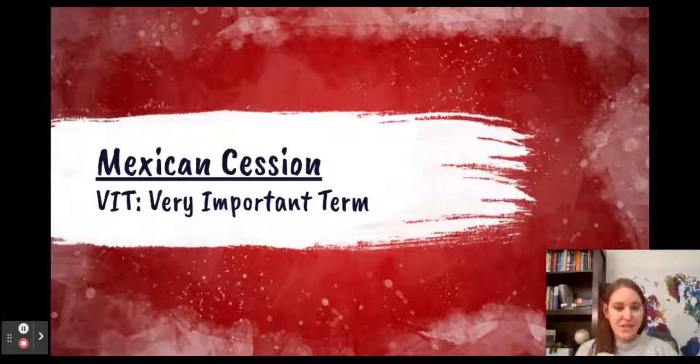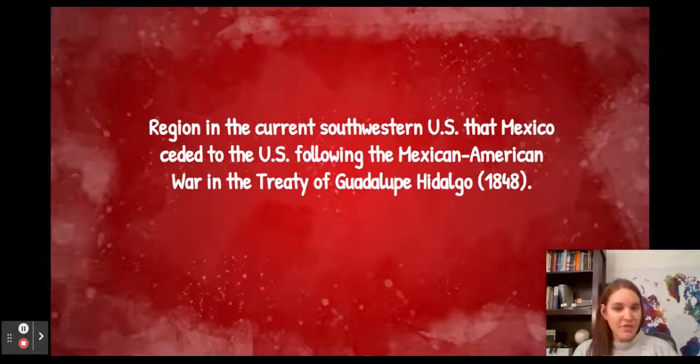Today we're tackling the Mexican Cession, which is part of APUSH period 5. So here's your definition. Region in the current southwestern U.S. that Mexico ceded to the U.S. following the Mexican-American War in the Treaty of Guadalupe Hidalgo, 1848.